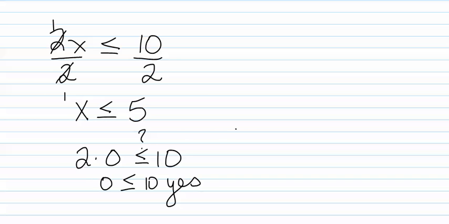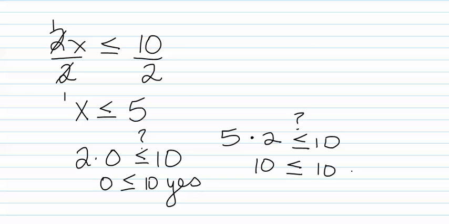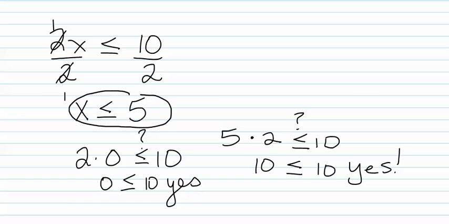So if I were to try 5 times 2, is that less than or equal to 10? 5 times 2 is 10. Is 10 less than or equal to 10? Well, it's not less than, but it is equal to. So yes, 5 does work, and our solution set does include any numbers that are less than or equal to 5.